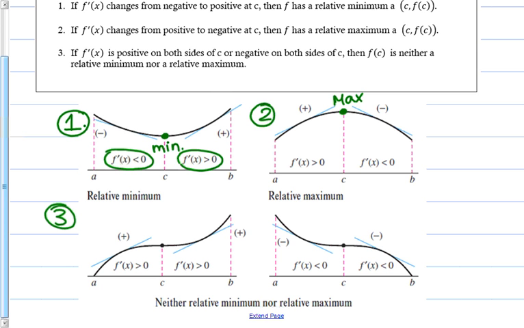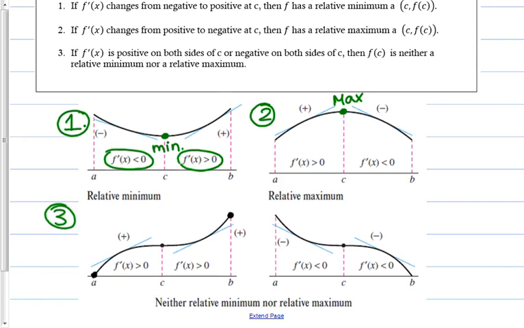Because for these pictures here, if let's say these were the closed intervals, then at A, for this first picture, this would be the minimum, the absolute minimum. And at B, this would be the absolute maximum. Relative, remember, is not the most of anything. Okay.